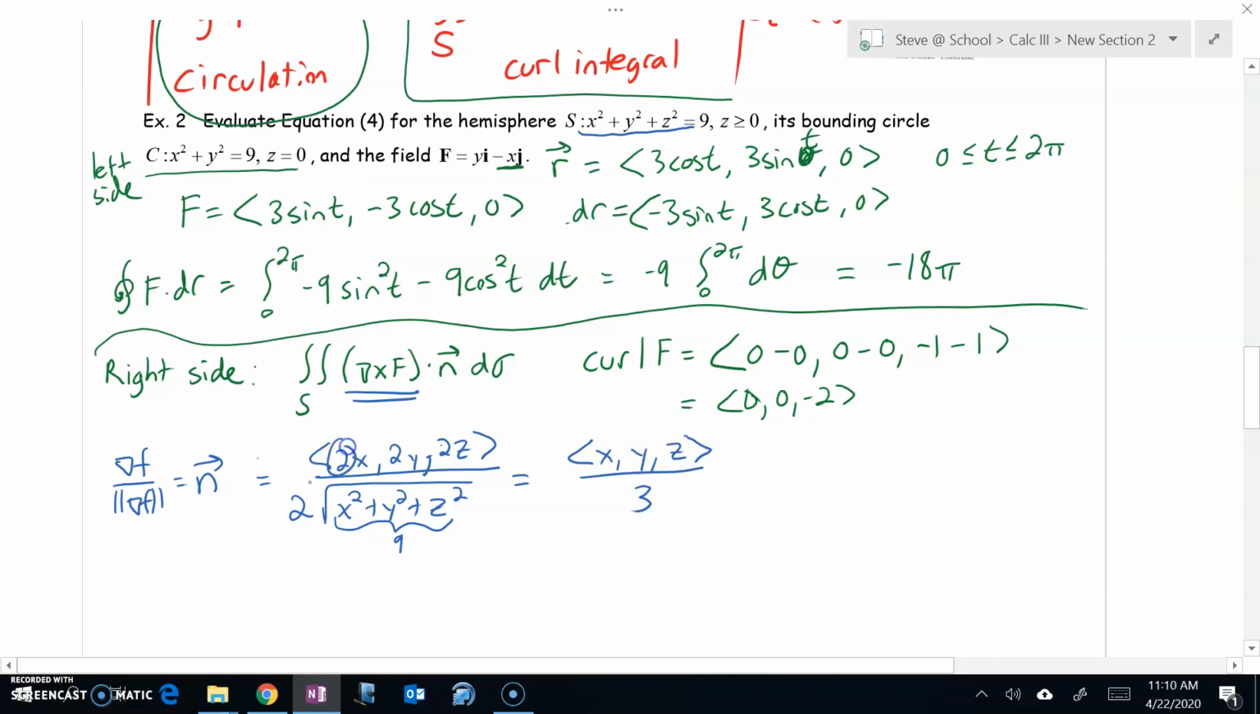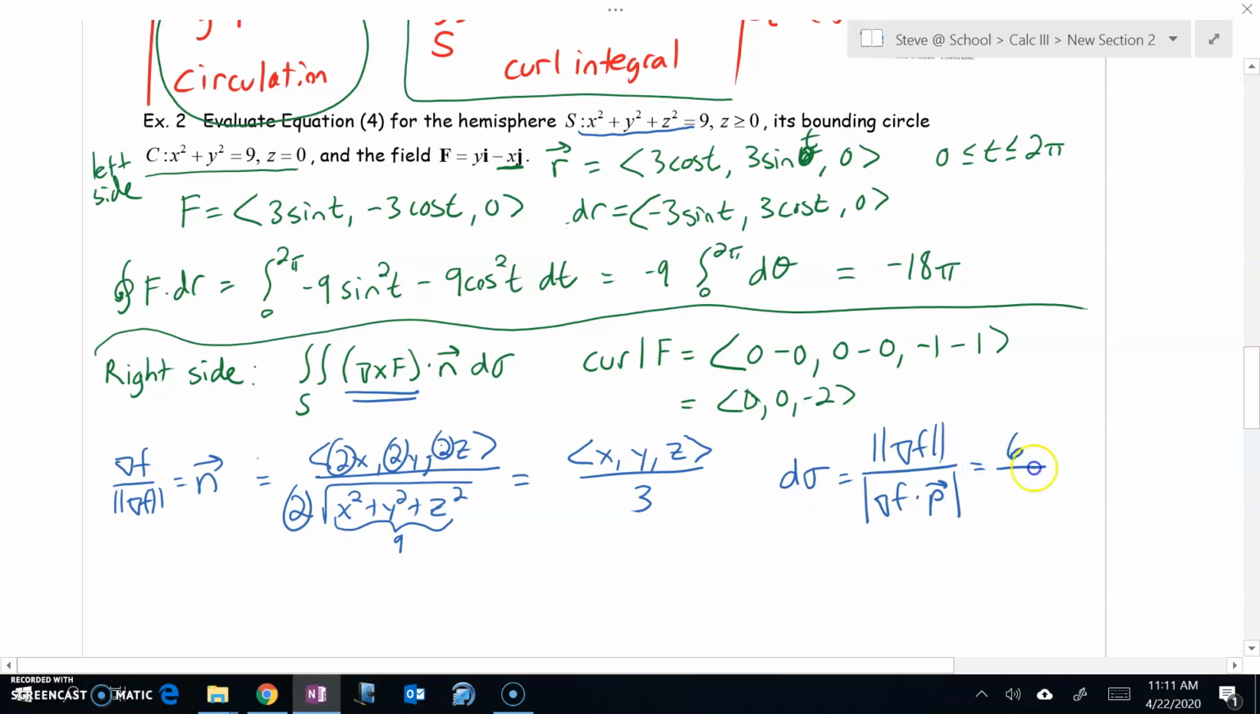Again, the 2's will cancel with all these. That's where the 2's went. So that square root of 9 just became a 3. So now I have the normal vector. One more thing we need to find is d sigma. D sigma, remember, is the magnitude of the gradient of f over the absolute value of the gradient of f dotted with p. And again, p in this case is 0, 0, 1. So we know the magnitude of the gradient is 6 because it's the 2 times the 3.